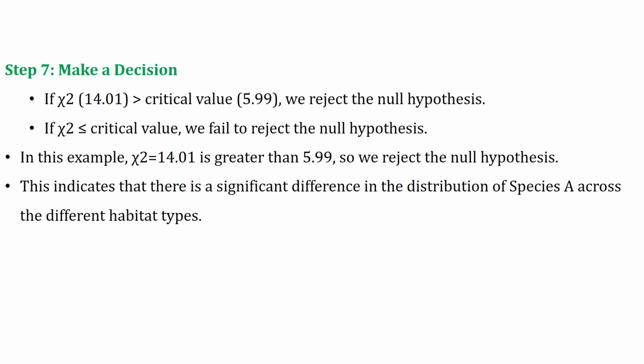If the chi-square value is greater than the critical value, we reject the null hypothesis. That means the plant is not equally distributed. Habitat type matters.